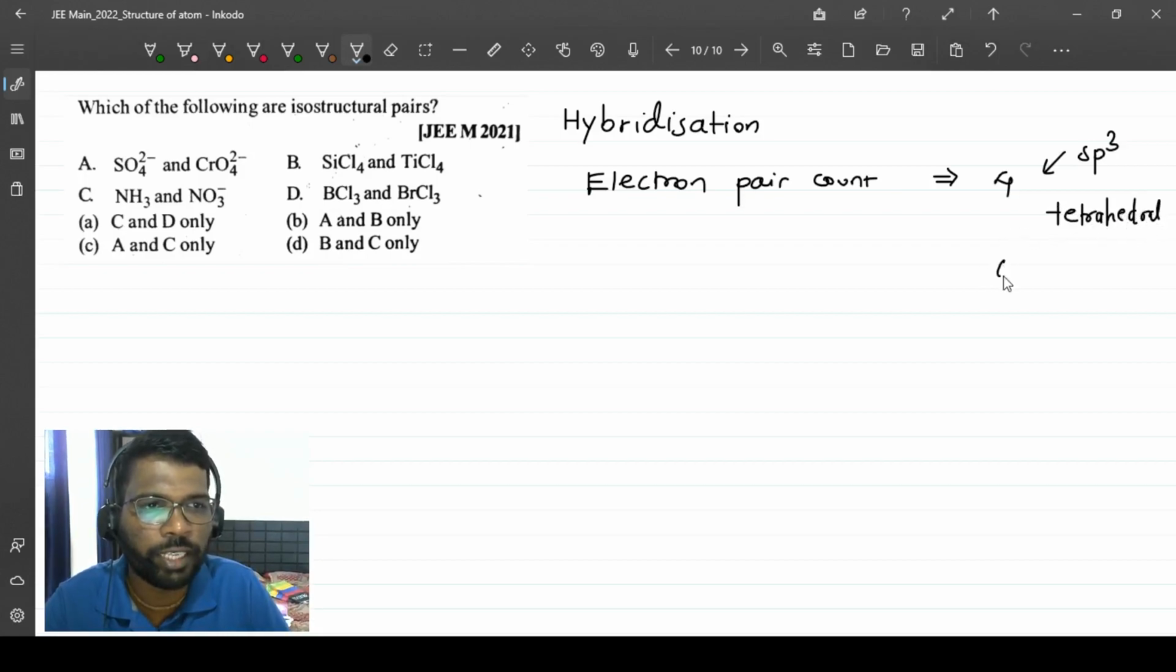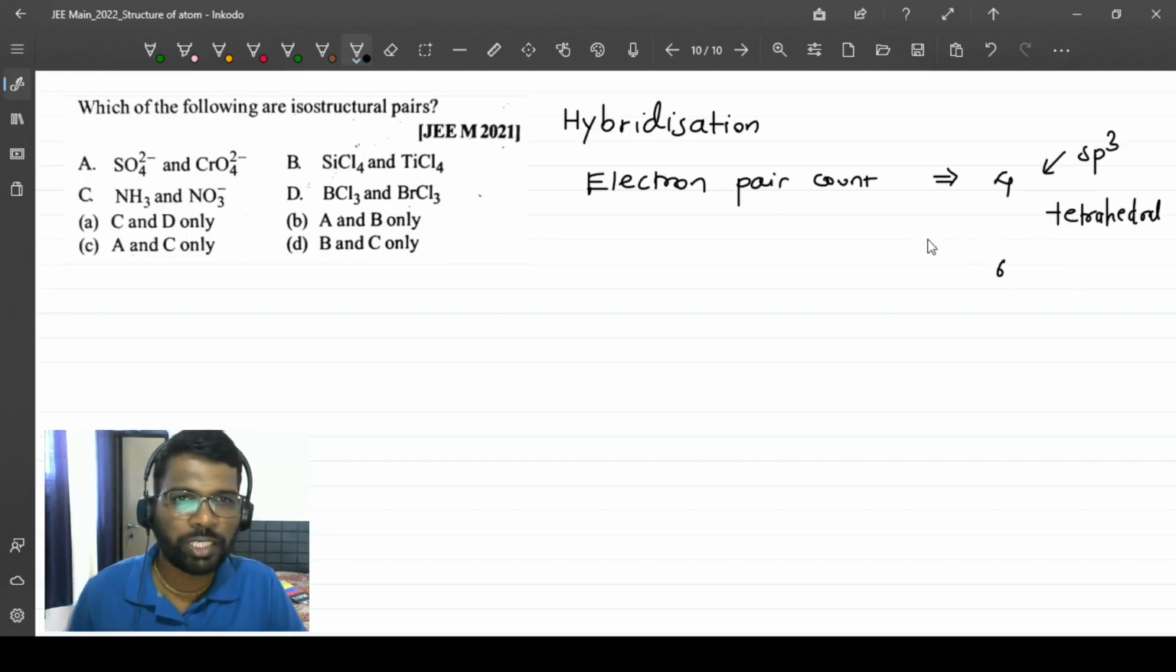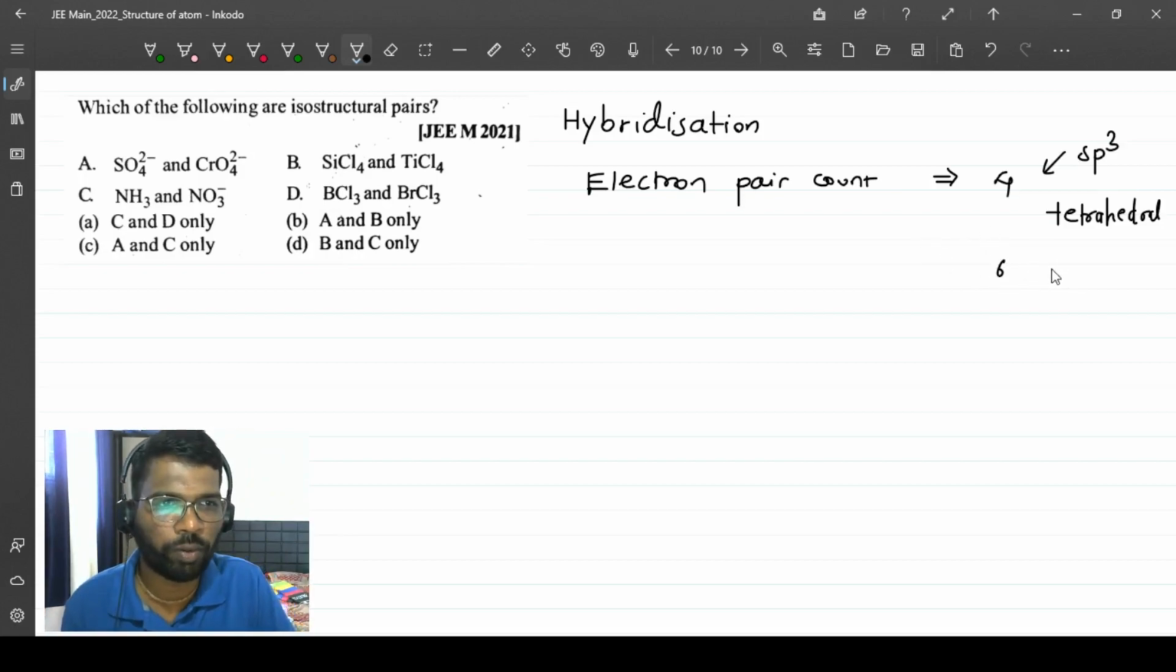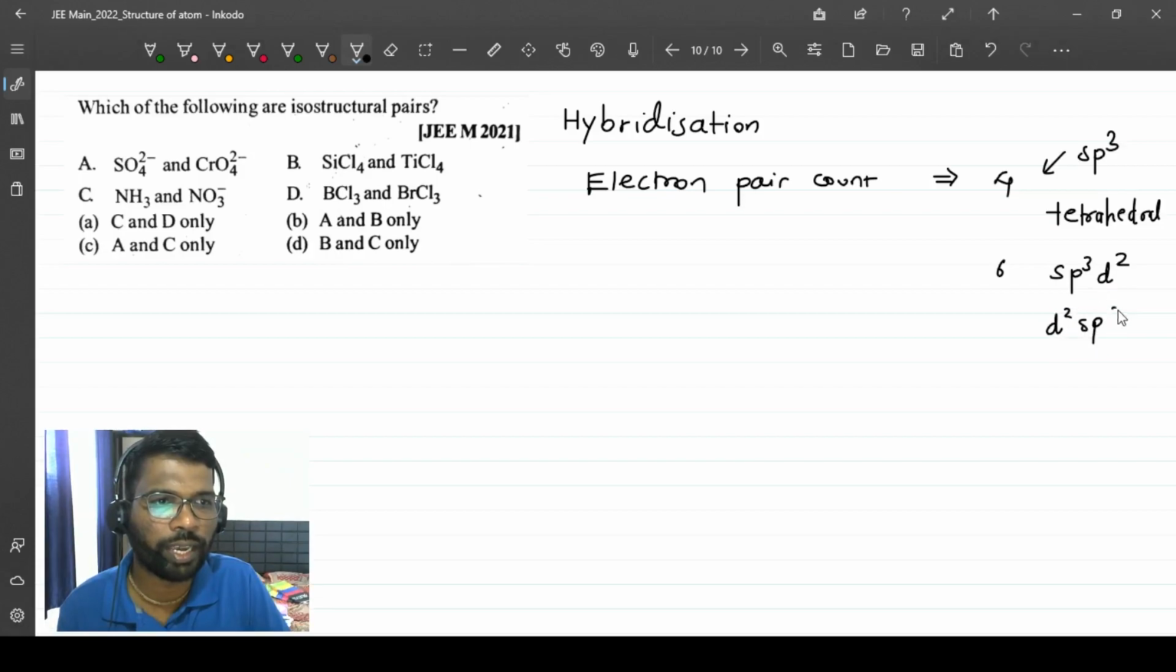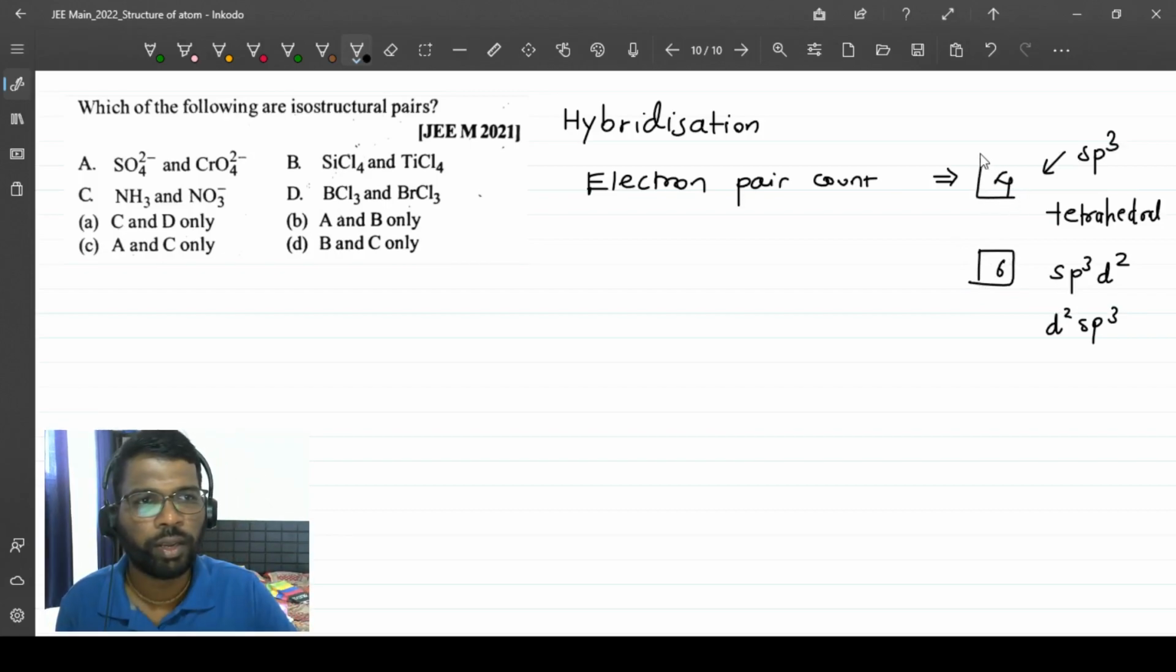Right? If the electron pair count is six, then we can understand that the structure will be octahedral. A structure will always depend upon the electron pair count, and here the hybridization could be sp3d2 or d2sp3. These are the two possibilities, but whenever the electron pair count is 6, it is octahedral. When it is 4, it is tetrahedral. So let's find the electron pair count.